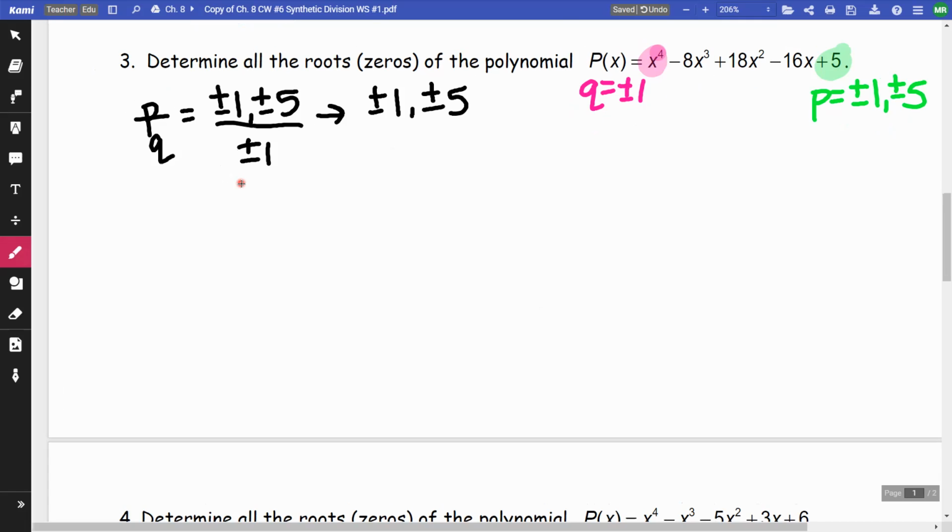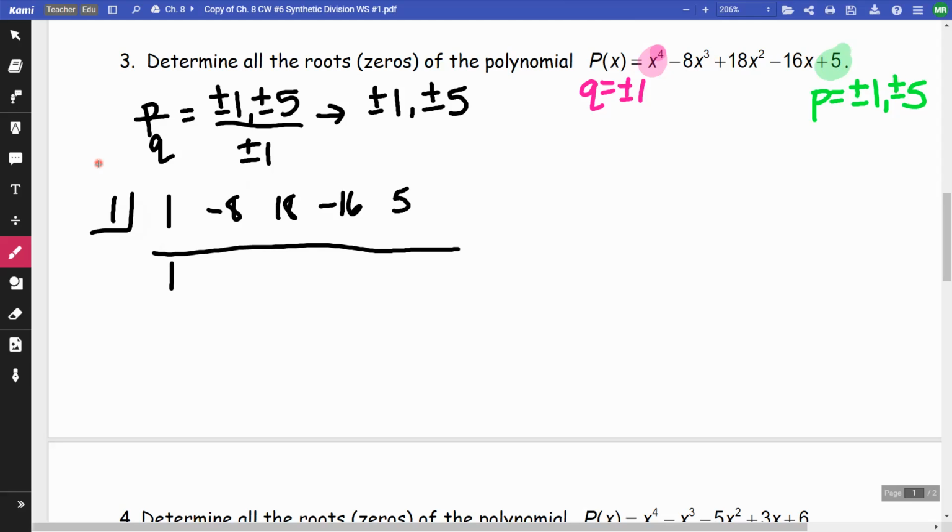So for this one, let's say I start with a 1 and let's see what happens with that. And so I'm going to take my coefficients 1, -8, 18, -16, 5, making sure it's in descending order, making sure that I have a 4th, a 3rd, a 2nd, a 1, and then this would be degree 0, making sure I have everything. If I was missing anything, I would put a 0. So I'm going to have a 1, a -8, and 18, a -16, and a 5.